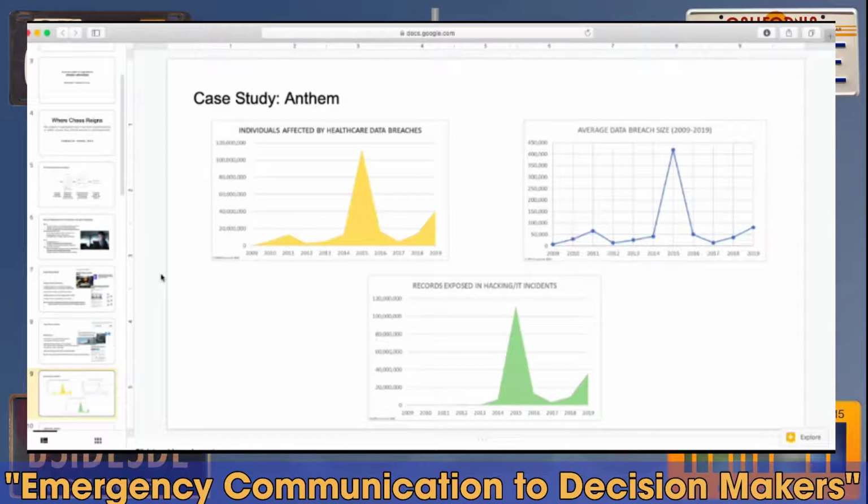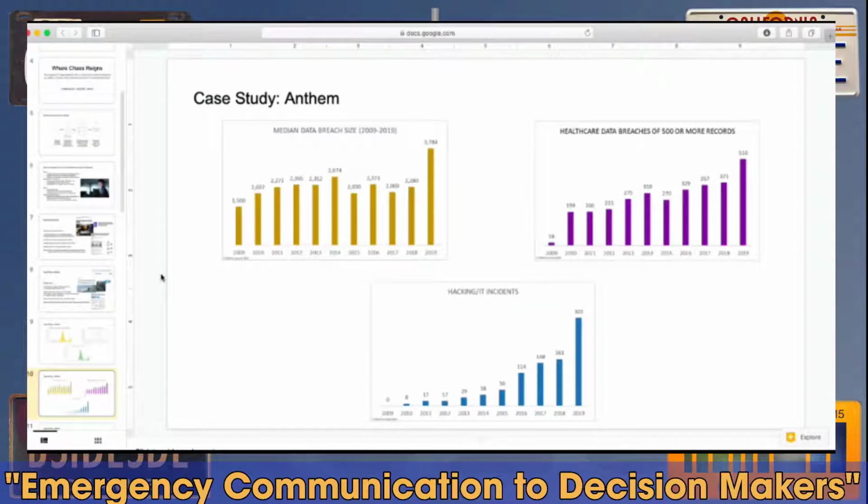The spike you're looking at is the year of 2015, when at the top left, you're seeing individuals affected by healthcare data breaches. At the right, you're seeing the size of average data breaches. And at the bottom, you're seeing the number of records exposed in hacking or IT incidents. 2015, that spike is almost entirely Anthem. But of course, you might be thinking, these numbers aren't helping me sell the importance of increased InfoSec advocacy in care. Well, these numbers do, because what happened was the hacks didn't disappear.